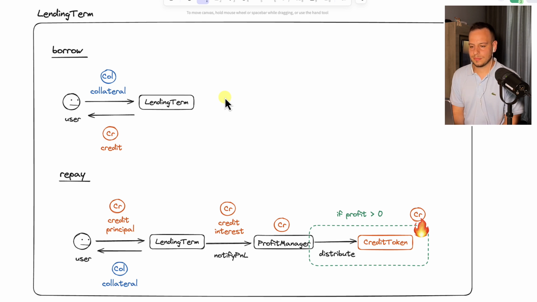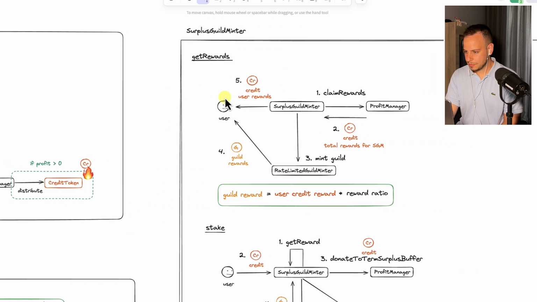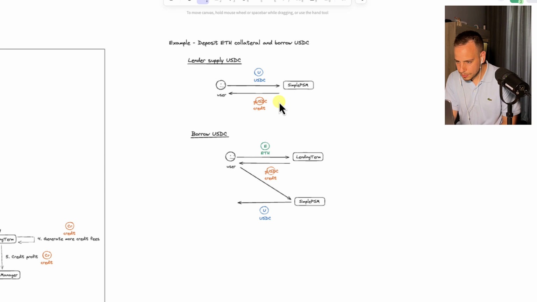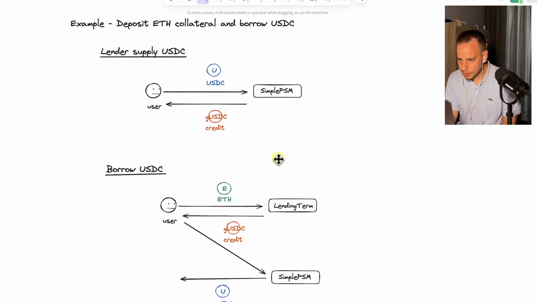Wait. Can you go over to the right? I think to the right. You should start with the mechanism. There's an example of deposit ETH collateral and borrow USDC. This one? Yeah.